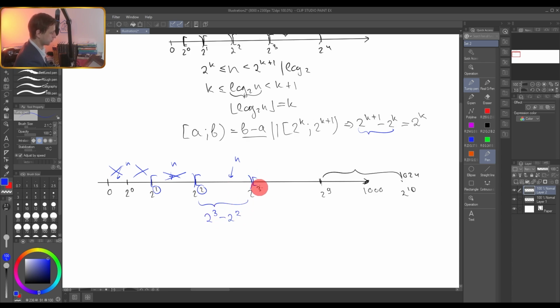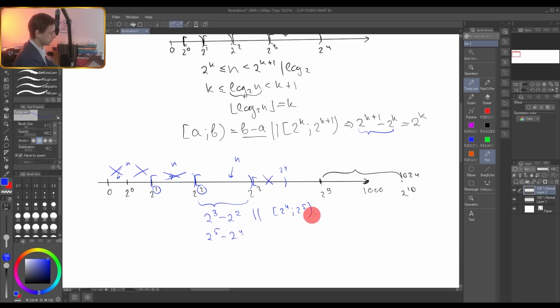The next interval from 2 to the power of 3 to 2 to the power of 4 will not work for us. The next interval from 2 to the power of 4 to 2 to the power of 5 will work for us, because for any n from this interval, the floor of log 2 n will be equal to 4, which is an even integer. So let's write from 2 to the power of 4 to 2 to the power of 5. For any n from this interval, it works for us. And how many integers n do we have here? Obviously, the result is 2 to the power of 5 minus 2 to the power of 4.